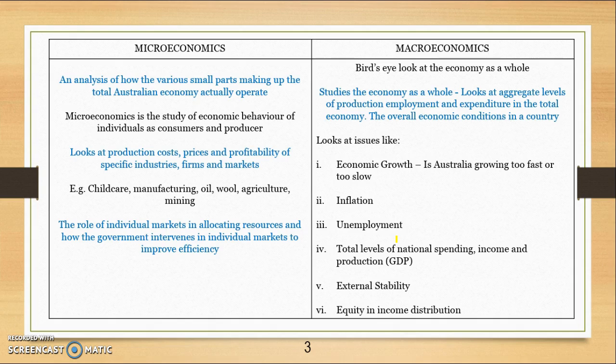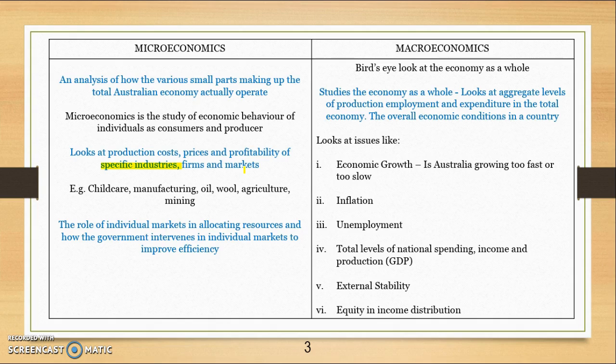So microeconomics is looking at the small parts that make up the whole economy. So it's the study of economic behaviour within individual industries or within individual markets. So it's looking at, for example, production costs, prices and profits within specific industries or markets. So we might be looking at the childcare industry or the manufacturing industry or wool or agriculture or education or property. It's about analysing the role of individual markets and how they work to allocate resources.